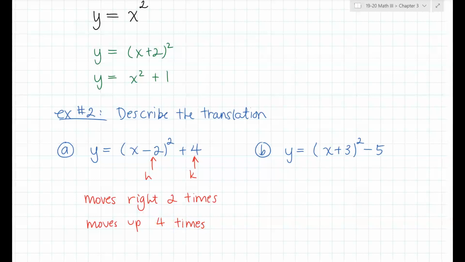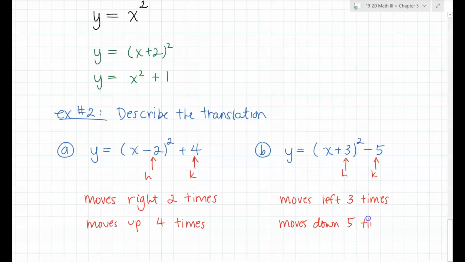Now for B, you see there's a plus 3 there. Again, this is your h and this is your k. So the plus 3 means you should move left. So you're going to put moves left 3 times. And then the minus 5 means you're going down. So moves down 5 times.